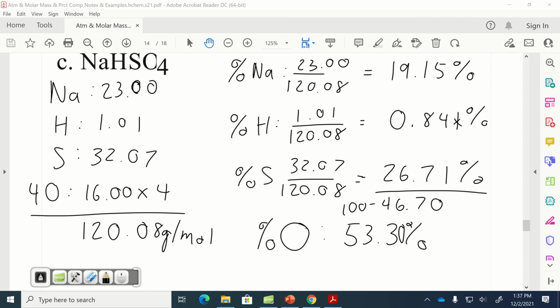Okay, so that's basically it. That is percent composition. Pay attention to just calculating out the molar mass, and don't forget to make sure to add all of the atoms of a particular element over the total compound mass to get the percent composition.